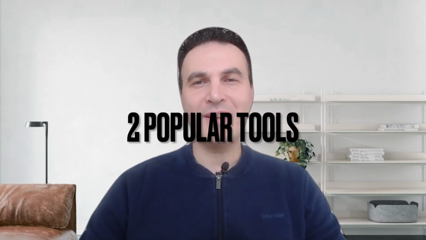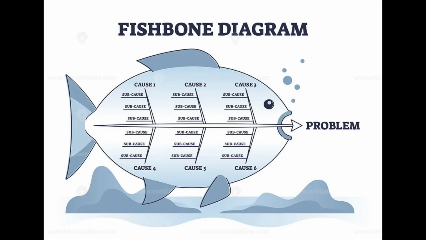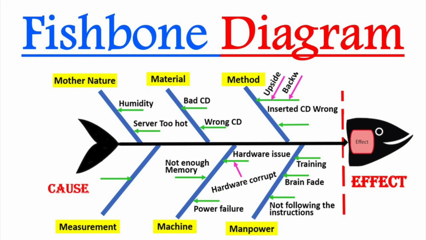Now, let's take a closer look at two popular techniques for root cause analysis: fishbone analysis and the 5 whys. Also known as Ishikawa or cause and effect diagrams, fishbone analysis provides a visual representation of potential causes contributing to a problem. Imagine a fishbone structure with a problem statement at the head and branches representing different categories or potential causes.